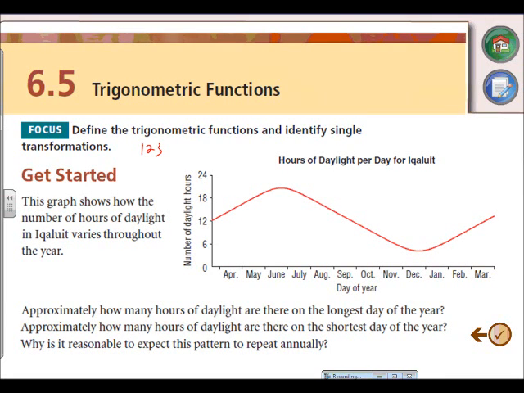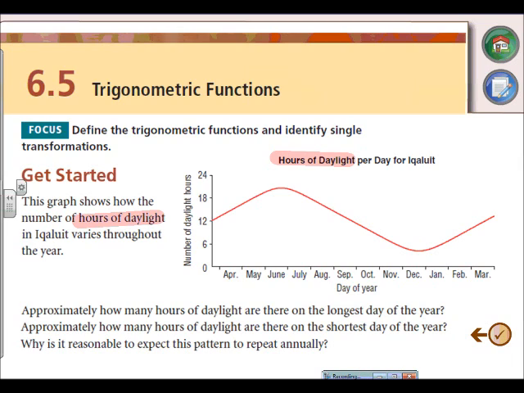Okay, 6.5. We're now looking at the graphing aspect of trigonometry. We're looking at trig functions. Trigonometry shows up in a lot of aspects of real life. We've got things like the number of hours of daylight in this question here. We'll have the tides, how the tide goes up and down.